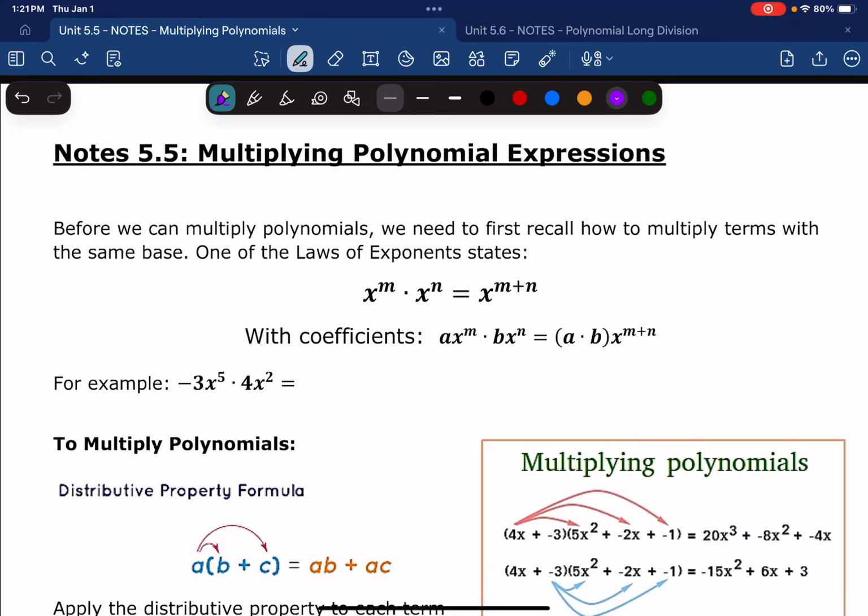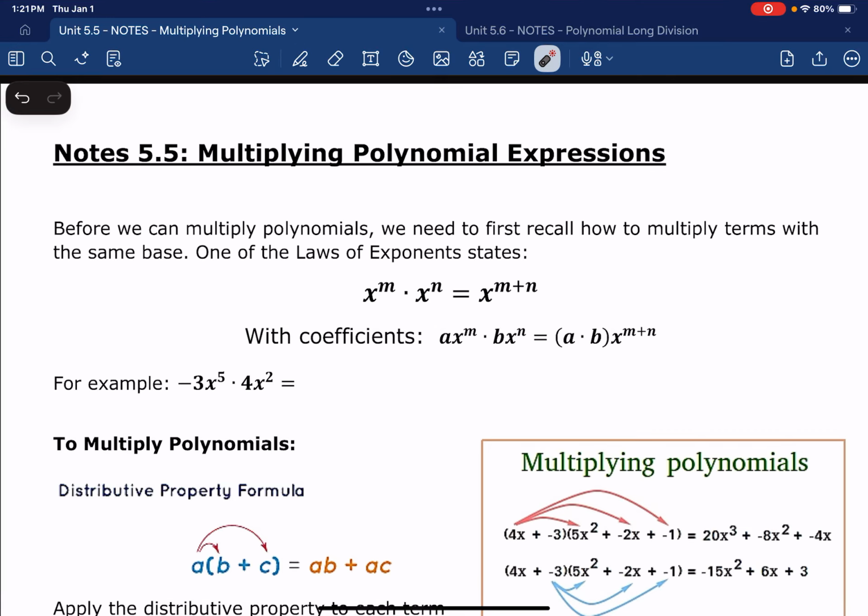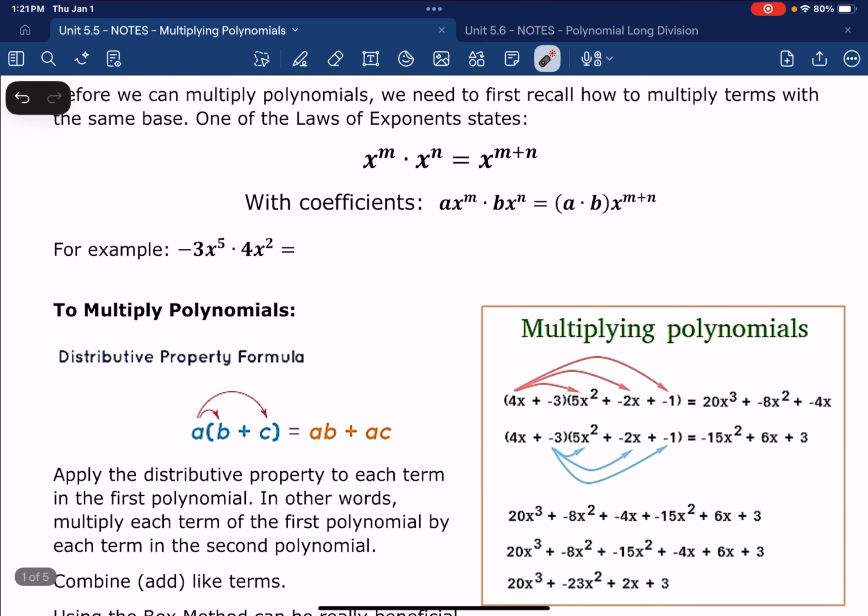Multiplying polynomial expressions. So let's do a little reminder of how we multiply variables with exponents. If you have two variables that you're multiplying together and both of them have an exponent on them, all you need to do is combine or add your exponents together. If they are variables with coefficients, you multiply those coefficients together, and again, you still are going to add your exponents. So what does that look like, for example?